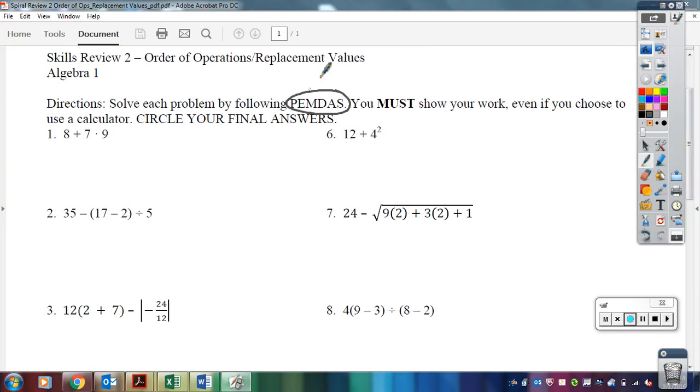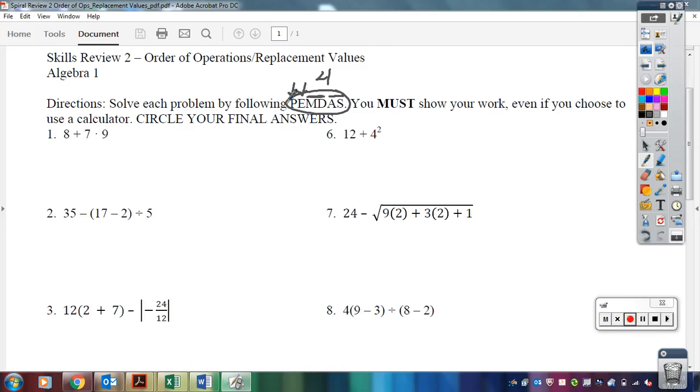You guys should all know that there are 4 steps in PEMDAS, not 6. Parentheses is 1, exponents is 1, multiplication and division are the same step, addition and subtraction are the same step, left to right. Make sure you follow order of operations, the order in which we do those operations.